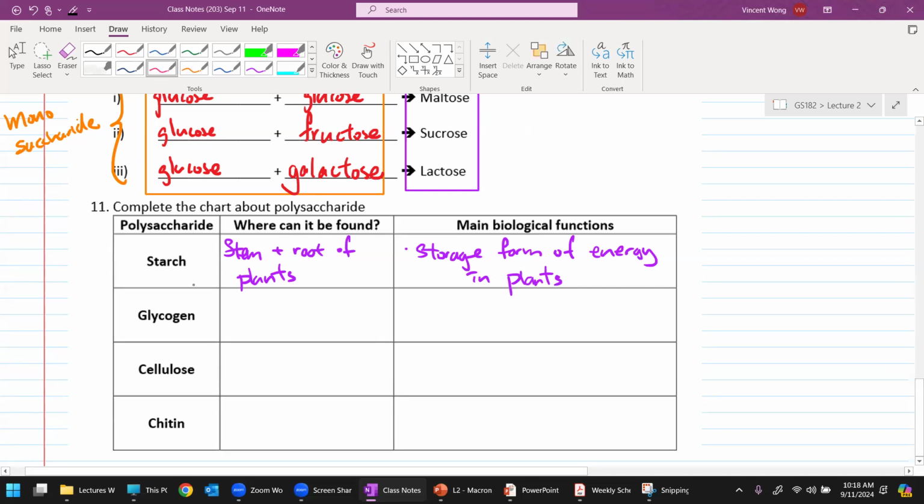So this is stored in liver plus muscle of animals. And that would be the storage form of energy in animals. Not all animals, but mammals, for example.